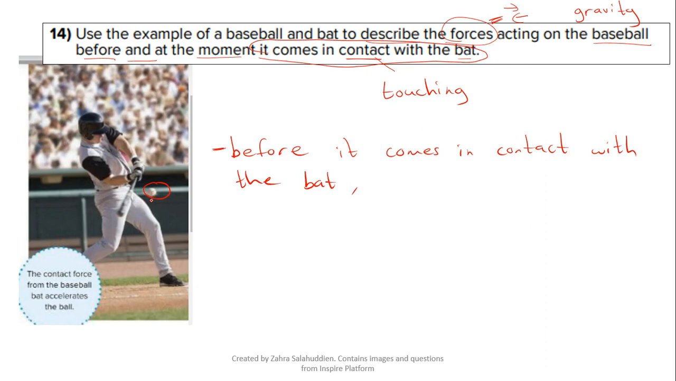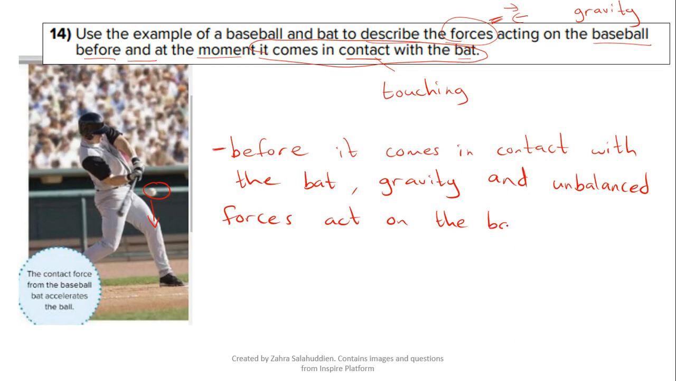What force is acting on it? Well, the force of gravity that pulls everything down. So we will say gravity, and there must be a force that's causing it to move to the bat. So we will call that our unbalanced force. Act on the ball. Full stop.